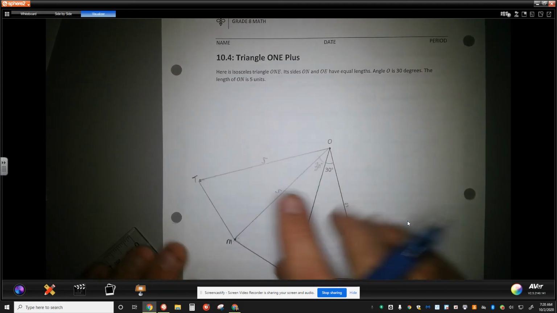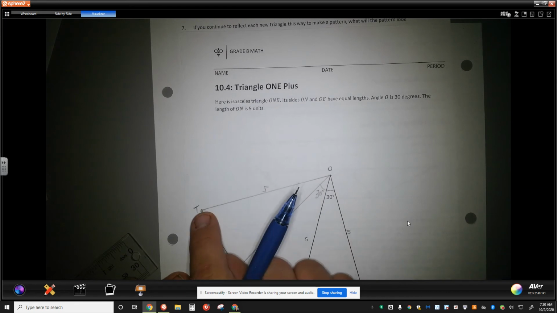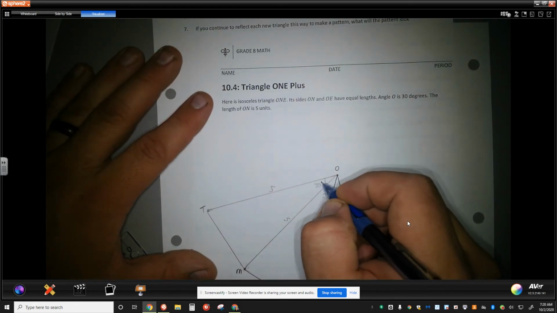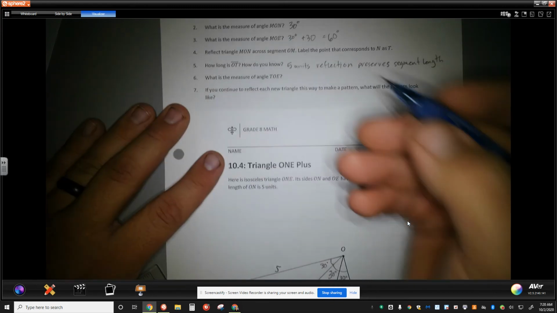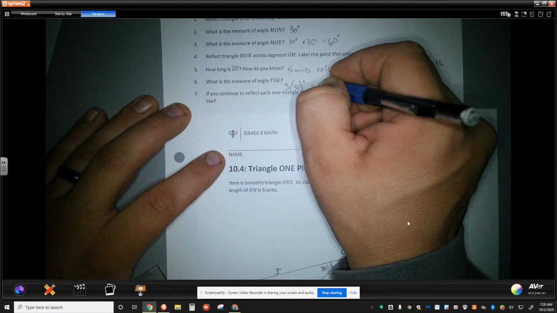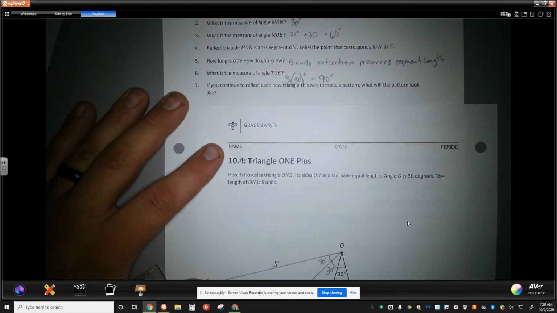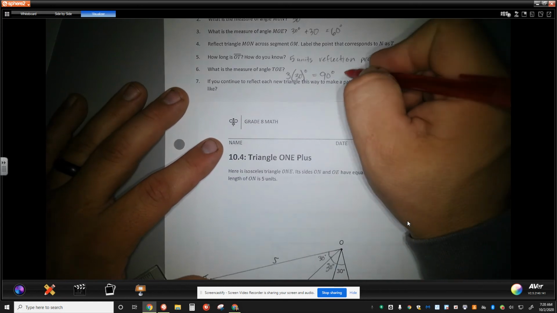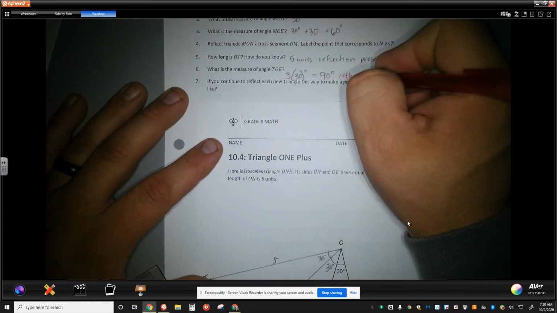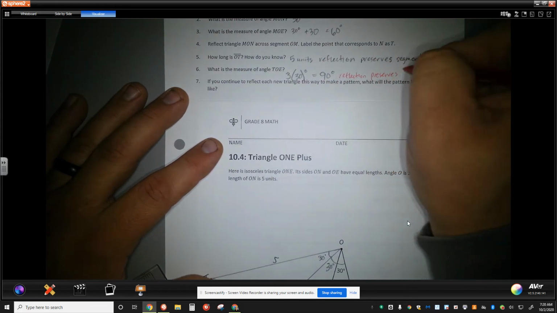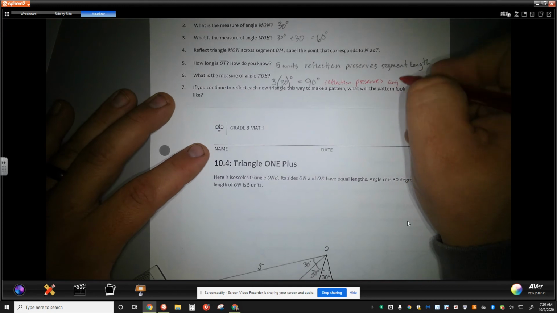What is the measure of angle TOE? Well, angle TOE is here to here to here. I now have another 30-degree angle. So I'm looking at 30 degrees times 3, which equals 90 degrees. And I'm just going to throw in the question, how do you know? Well, for the how do you know, we would look at this. Reflection preserves, you know where I'm going with this, angle measures.